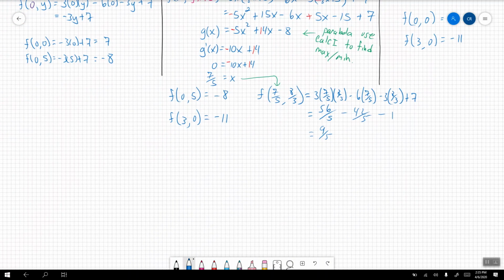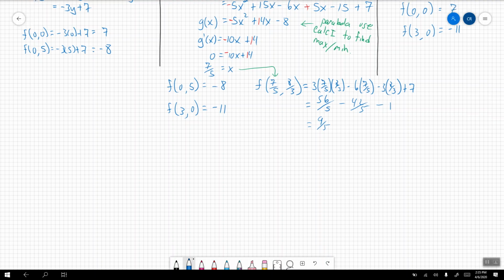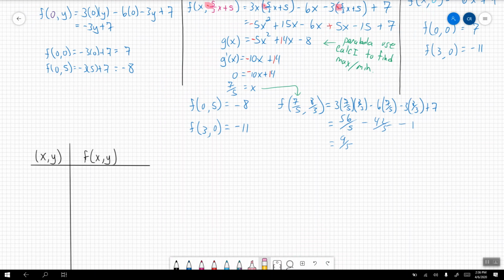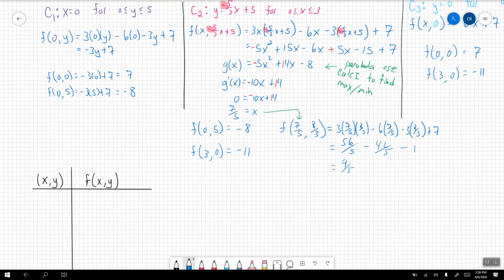So let's start ordering all of this. All right, so I'm going to make a really quick table so that I can order and I can view all of these ordered pairs. All right, so here's my table. Now I'm going to start extracting all of the ordered pairs.